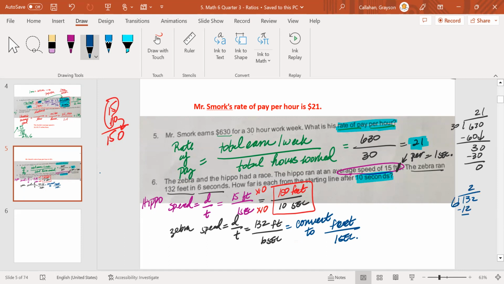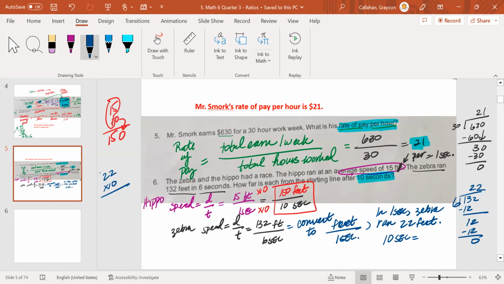6 times 2 is 12. Perfect. So in 1 second, the zebra ran 22 feet. You see that? If he ran 22 feet in 1 second, what is he going to run in 10 seconds? You just take 22 times 10.